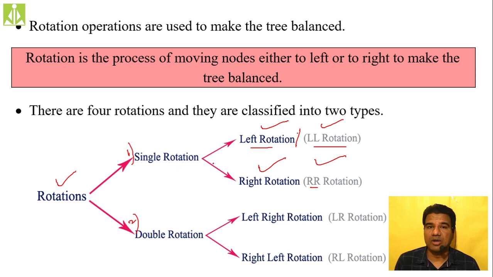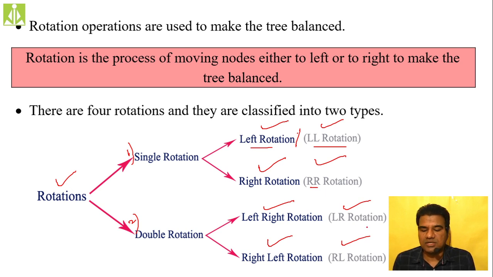Then we have double rotation. Double rotations means we perform the rotation two times. These double rotations are two: left right rotation and right left rotation. Again the short forms are LR rotation and RL rotation. We'll discuss all these four types one by one.